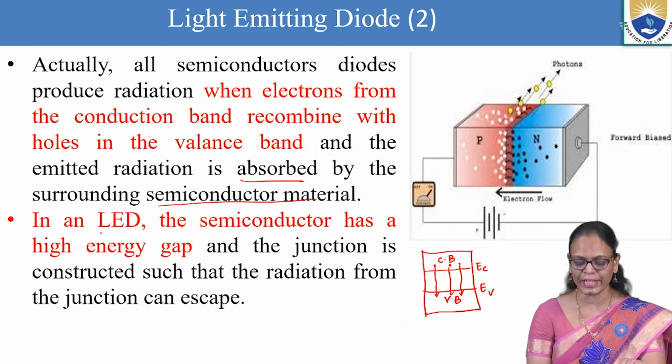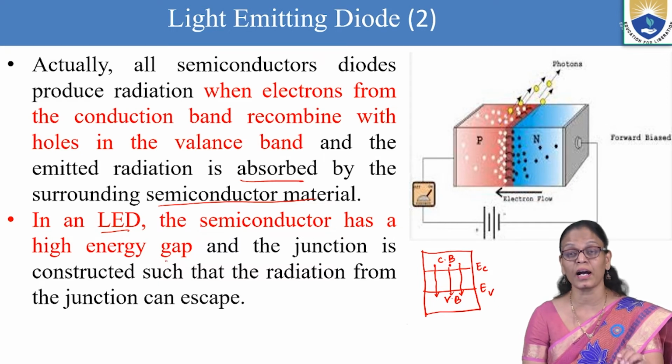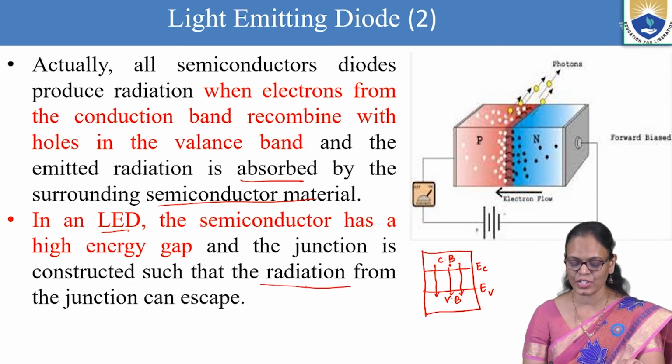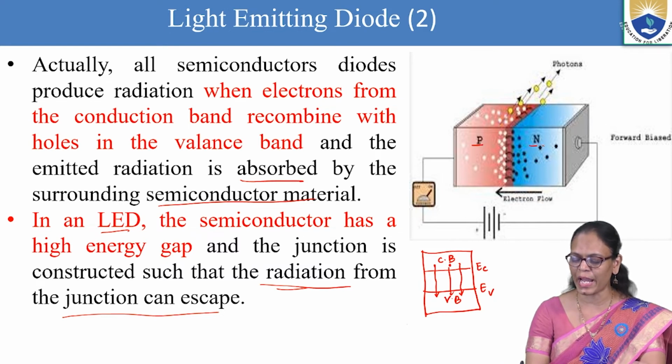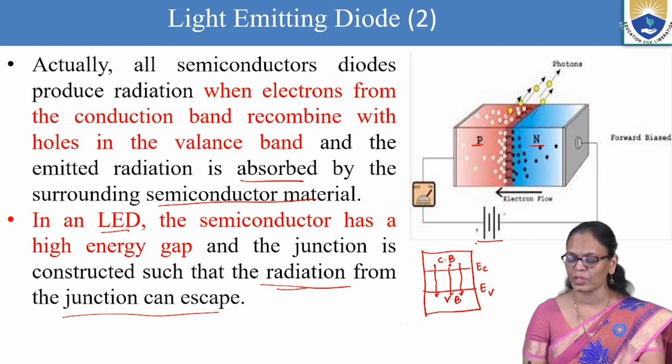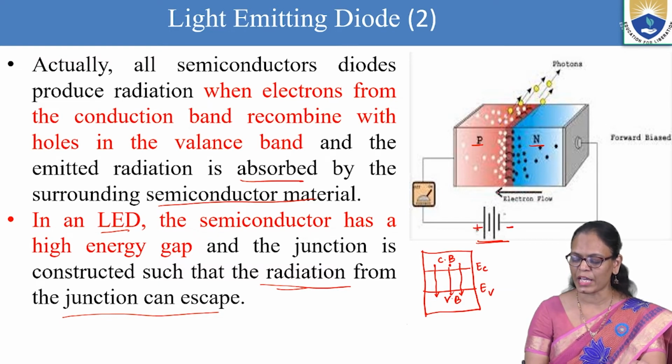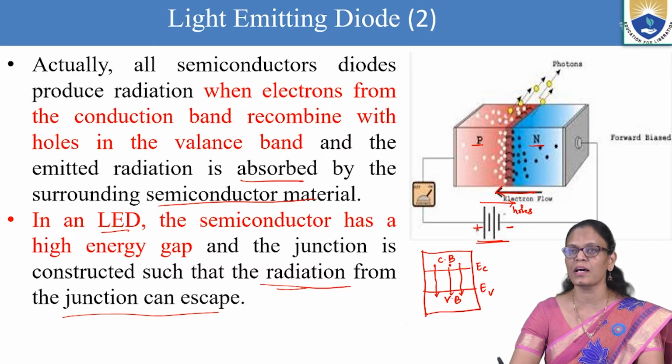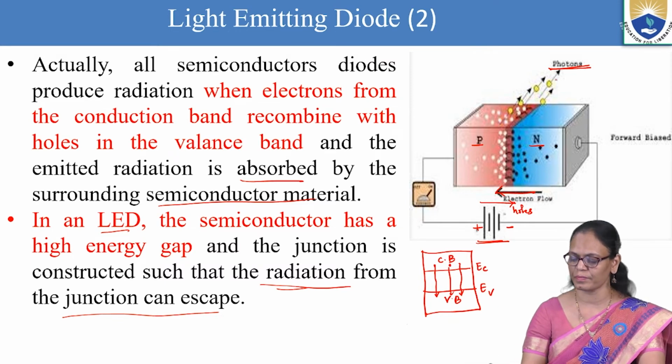But in the case of an LED, what happens? The semiconductor has a high energy gap and the junction is constructed in such a way that the radiation can escape from the junction. If you see the diagram here, the P side and N side are connected to an external supply in forward bias. There is flow of electrons from N to P and flow of holes from P to N. Radiative recombinations happen at the junction, and because of this the radiation is emitted in the form of photons and can be emitted across the junction.